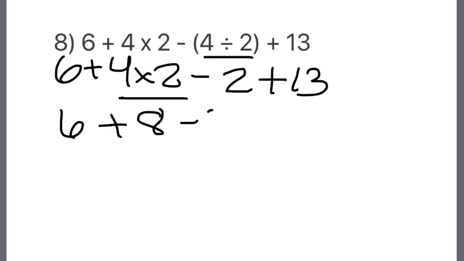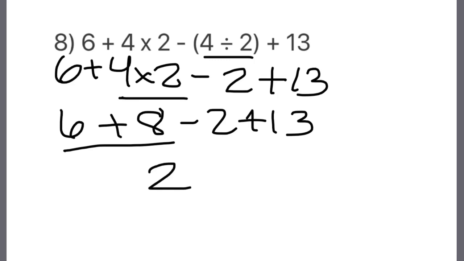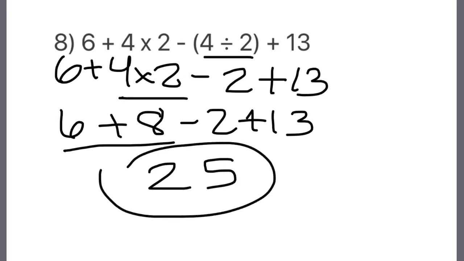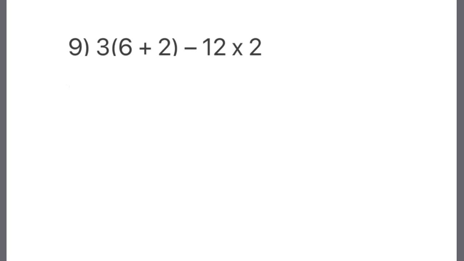And then everything else is addition and subtraction. So remember, we just add and subtract left to right. So we can just go straight across. 6 plus 8 is 14. Minus 2 is 12. Plus 13 is 25. So that was a little bit of an easier problem. Hopefully everybody got that one. Let's try another one. Let's pause the video and try number 9 on our desks now.